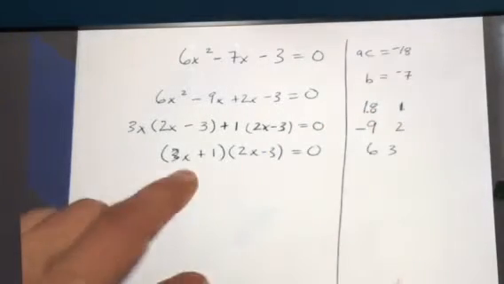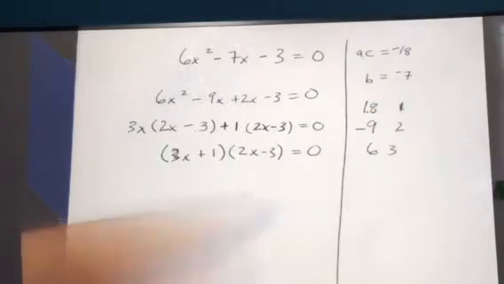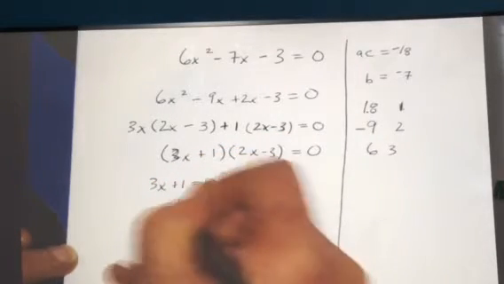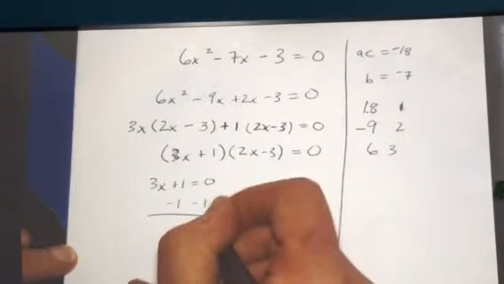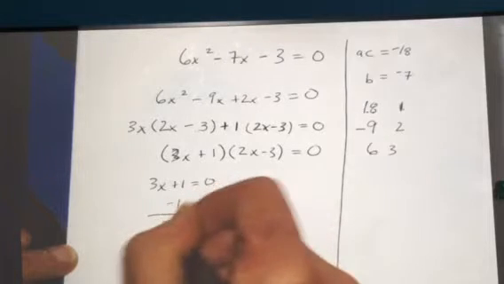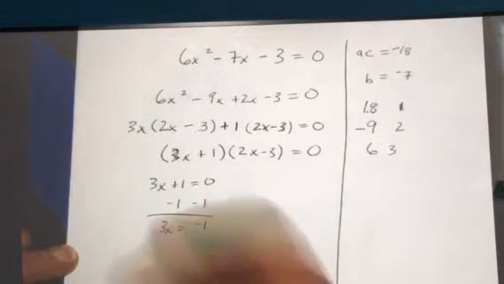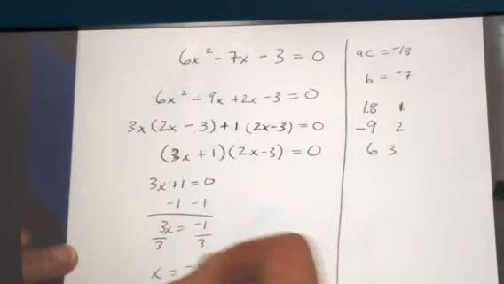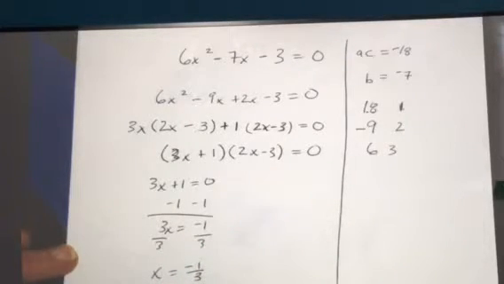So my next move is to write this in its factored form, where we say factor times factor equals 0. Now we set those factors equal to 0 and solve with inverse operations. x equals -1/3 is one of the solutions.